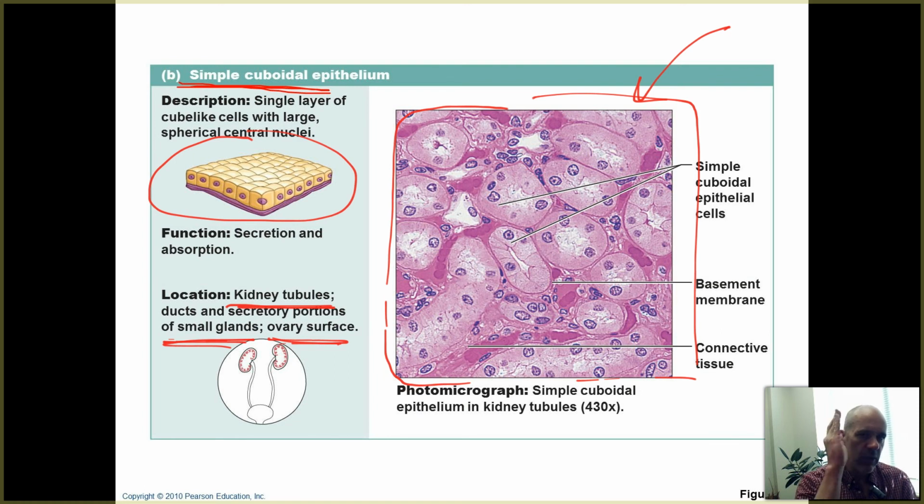This is what you would see if you cut through a tissue like that in the kidneys. You're cutting through a series of three-dimensional tubes. You're slicing through that with a knife, and you can see right there, there's a cube-shaped cell, there's another one, another one over here, and here's another one. So they're not perfect cubes, but they're pretty close.